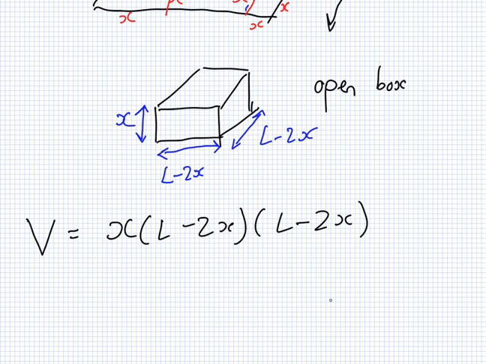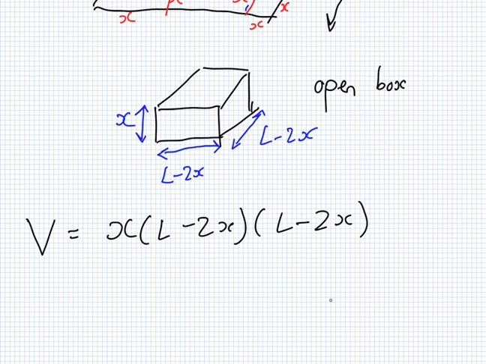How many variables do I have in this equation? 3. No, 2. Very good. What are they? X and V. L is not a variable. L is a constant. We just don't know what it is.